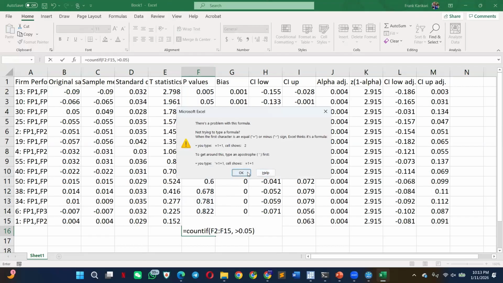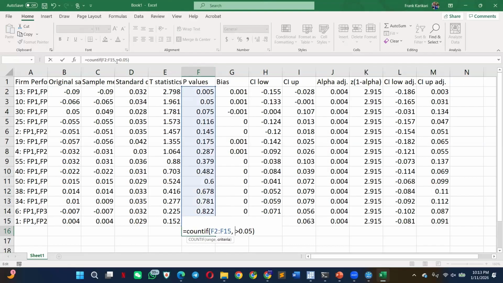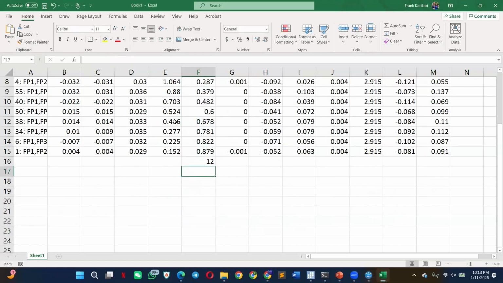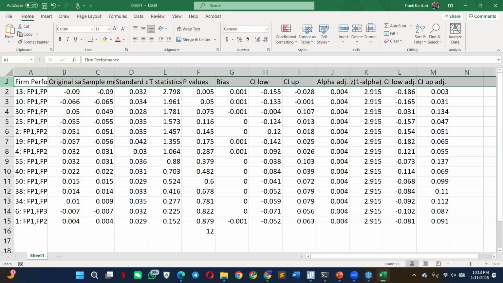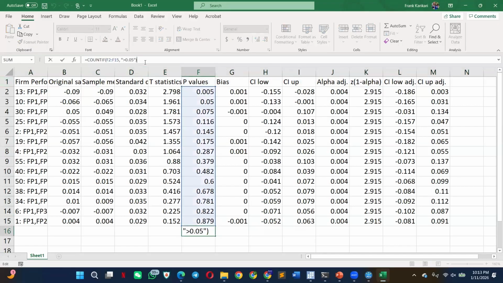Let me put in quotation marks here. Now press enter. So far we have 12 out of how many are they? 1 to 15, so minus 1, because the first one is the heading and not part of it. So it means that 12 out of 14 of these are non-significant, or the p-values are greater than 0.05.